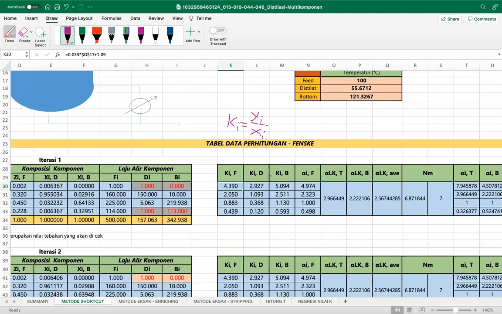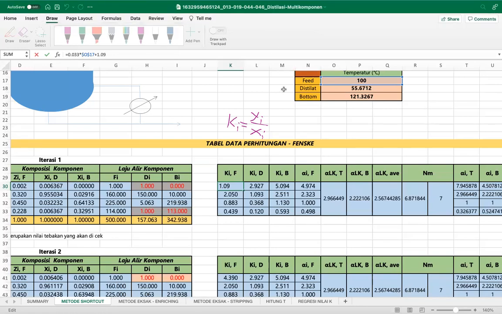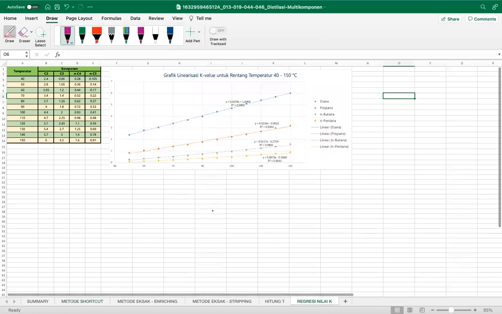How to get the K? Fatia, have you explored how to get the K? We go back to the regression, this one.